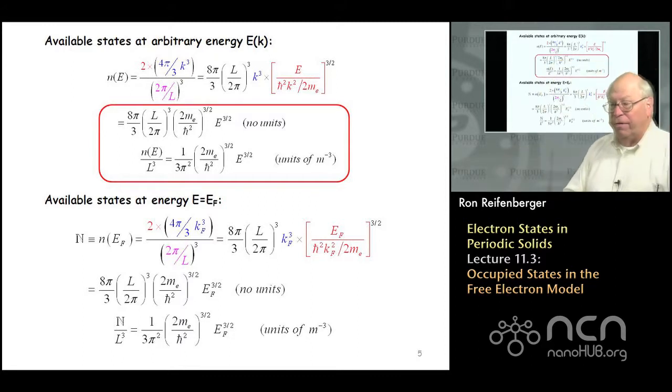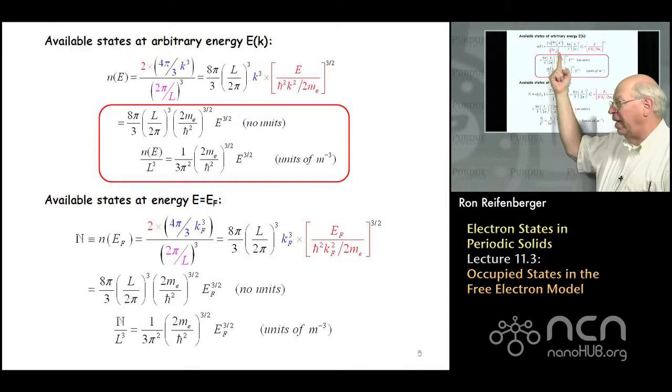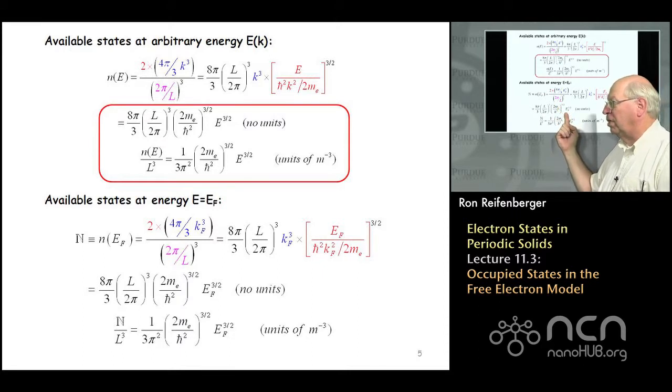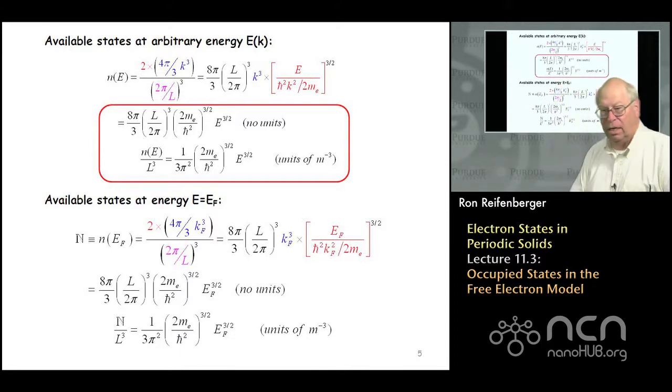And in particular, if you apply these formulas to states at the Fermi energy, then you're basically going to substitute k for k sub F, and you're going to go through this evaluation again. You're going to find a number of electron states at the Fermi energy. Now it's going to be given in terms of the Fermi energy E sub F instead of an arbitrary energy E.